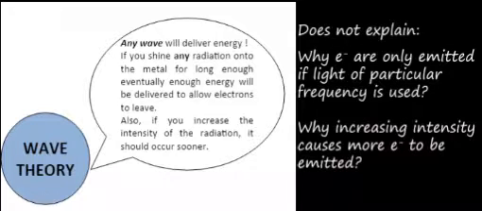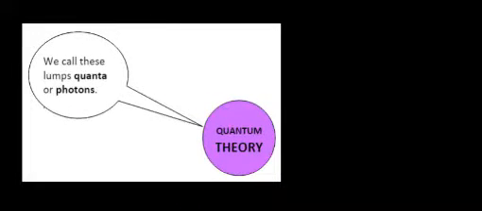The wave theory fails to explain why electrons are only emitted when light of a particular frequency is used, and why increasing the intensity causes more electrons to be emitted. The quantum theory, or the particle theory, explains light as a particle.